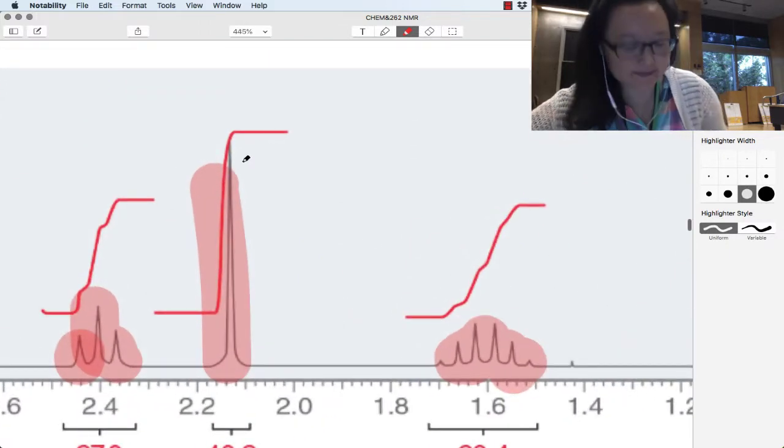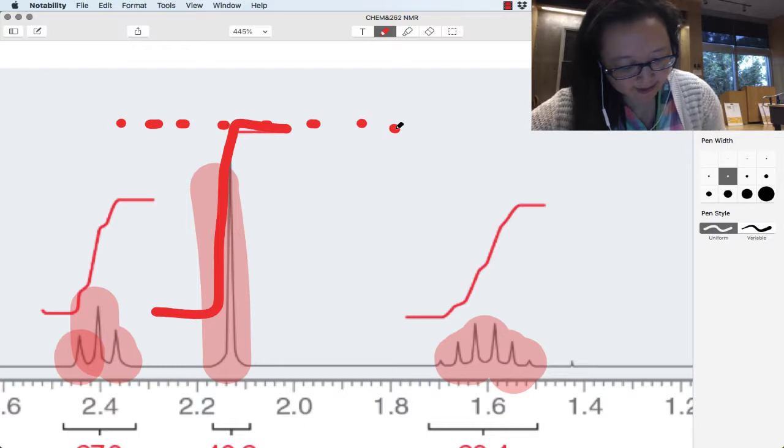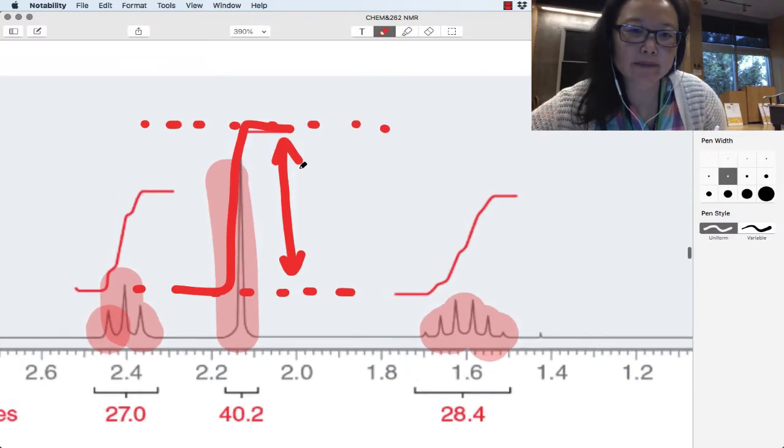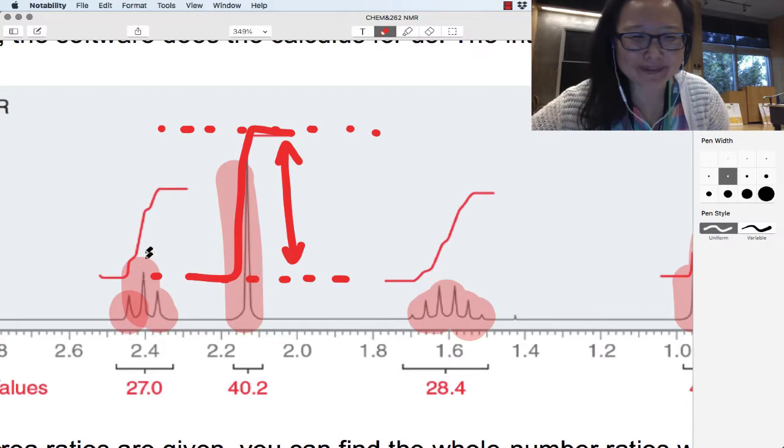Usually how we use these integration curves is, you see for this one here, this is a nice step curve. So we basically look at these two lines down here and we measure the distance with a ruler, and that gives us a number. Let's say it's like 40.2 millimeters or something, okay?